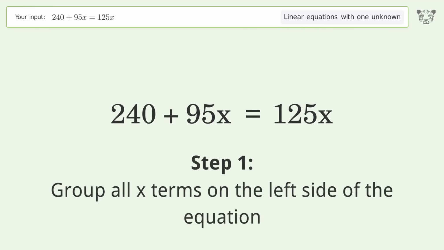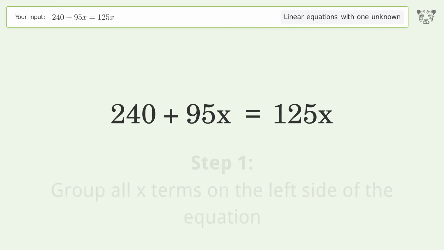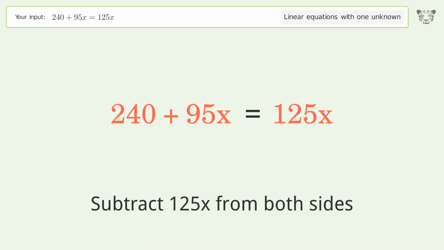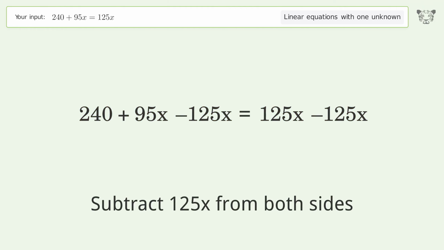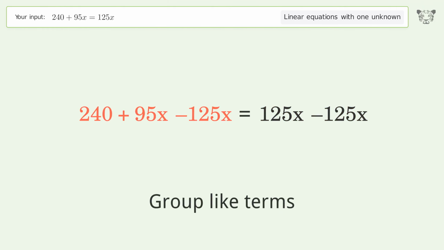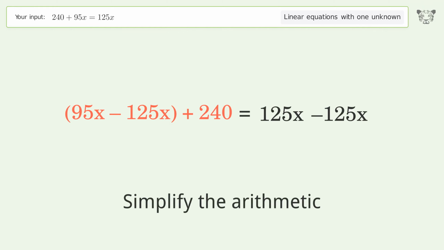Group all x terms on the left side of the equation. Subtract 125x from both sides. Group like terms. Simplify the arithmetic.